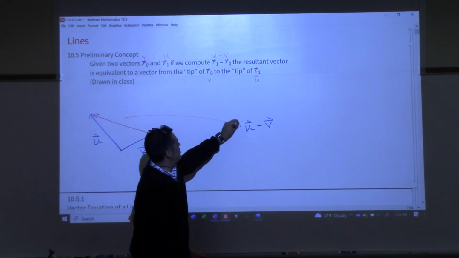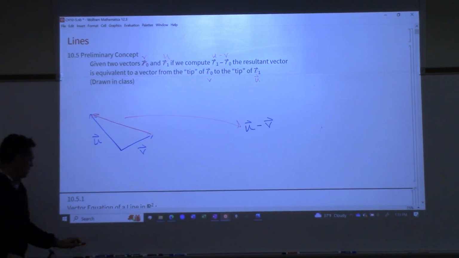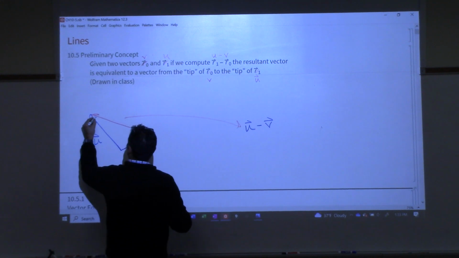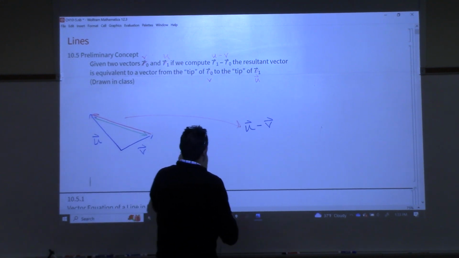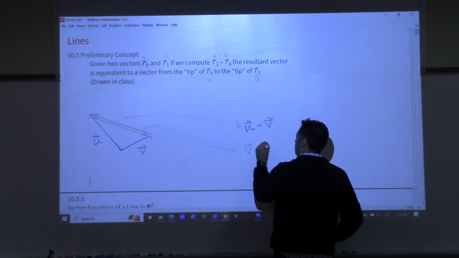That right there is this. Now what you were saying, right, you could say v minus u. So if you want to draw this one that goes this way, then that would be the vector v take away u.